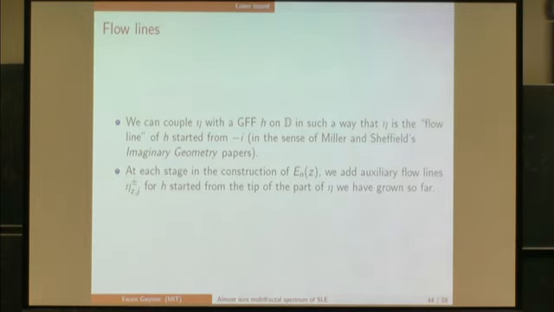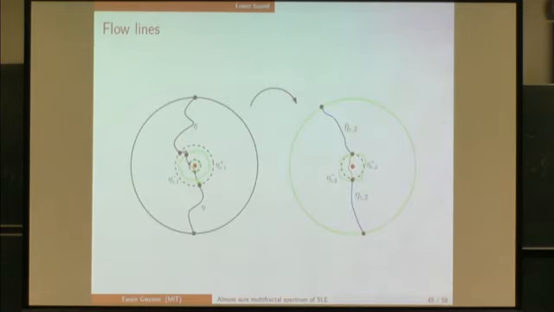So then at each stage in the construction of our events, we're going to add auxiliary flow lines of this same field h started at the tip of the part of the curve that we've grown so far. So the picture is now going to look like this. Instead of just running the curves up to the first time they hit this disk and then mapping out the two sides, we run the curves up to the first time they hit the disk, and then we grow these extra green curves, which are going to be our auxiliary flow lines.